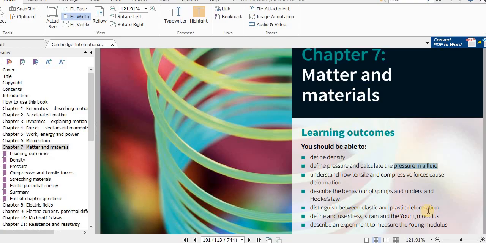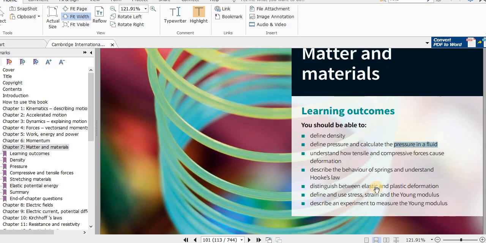Distinguish between elastic and plastic deformation. Again, in the O-level class, we learned about elastic and plastic deformation. Now, if something is deformed elastically, once the deforming force is removed, it returns to its original shape. If something undergoes plastic deformation, when the deforming force is removed, it doesn't return to its original shape. So that is plastic deformation. Elastic deformation: when the deforming force is removed, it returns to its original shape. If something is deformed plastically, it doesn't return to its original shape.